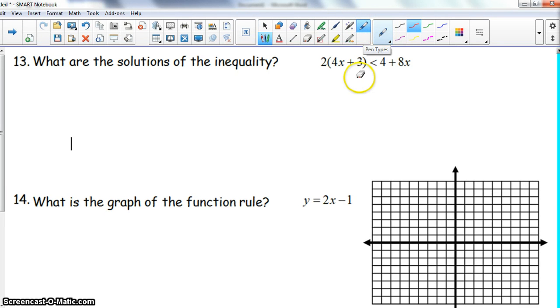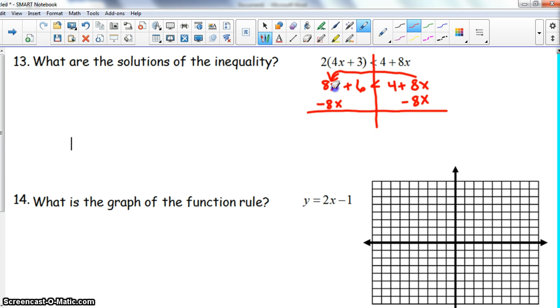To solve this inequality, or to find the solutions of this inequality, I still like to draw my line through the inequality, and I have to distribute. 2 times 4x is 8x, 2 times 3 is a positive 6, is less than 4 plus 8x. Now I want to get the variables on the same side, so I'm going to take this 8x and move it over here, and I move it by subtracting it.